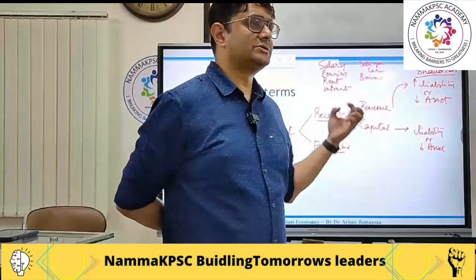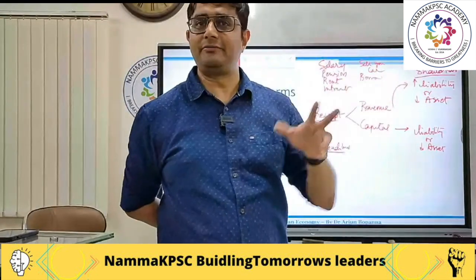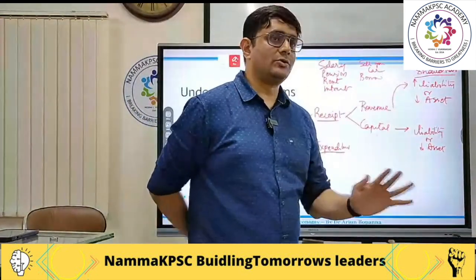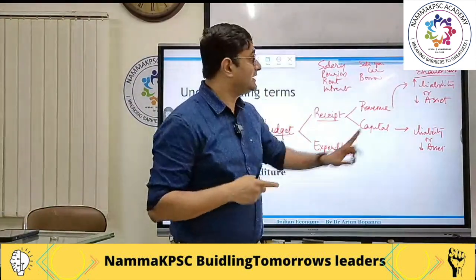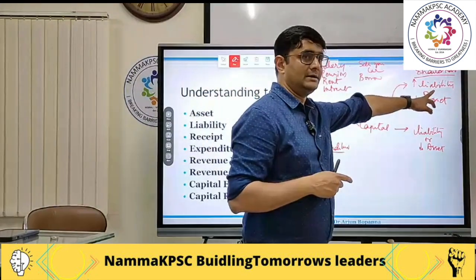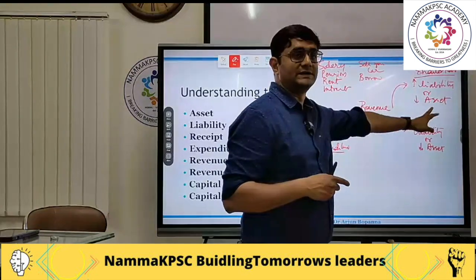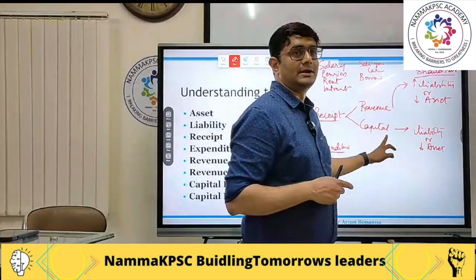If anything fits this definition, go by it, nothing else. Don't get confused, because in books there will be all different ways of asking. But you use only two things: asset and liability. If it is increasing liability, or if it is reducing asset, it is capital receipt.